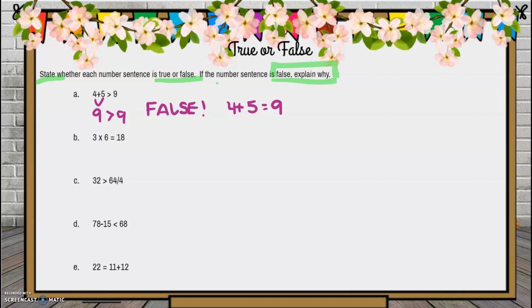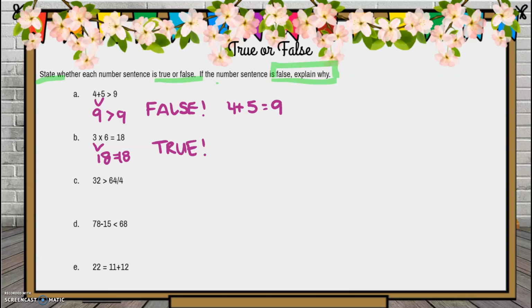Let's look at letter B. 3 times 6 equals 18. So 3 times 6 is 18. Does 18 equal 18? Yes, that one is true. Let's look at letter C.